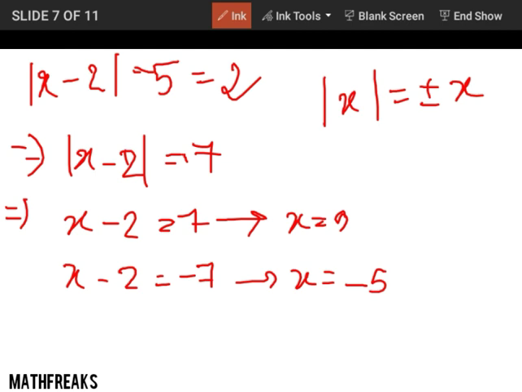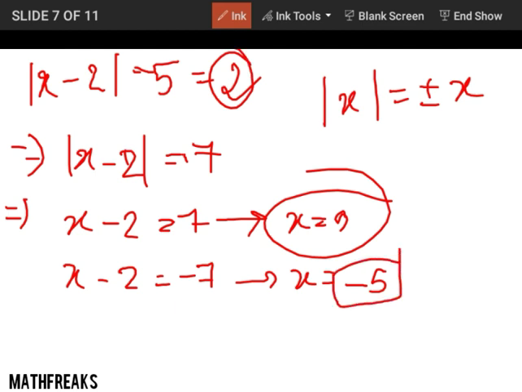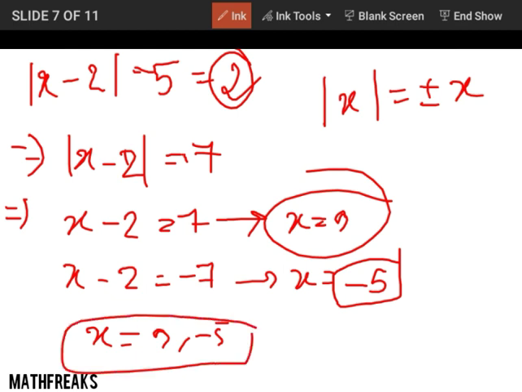Now which of the values satisfy? Either one of the values can satisfy or both the values can satisfy. We have to cross check it. So if we put 9 in this place, 7 minus 5 we are getting 2. If we take minus 5, so minus 7, okay, it's also satisfying. So both answers are okay. So x is equal to 9 comma minus 5. These are the two values of x. I hope that you understood, right?